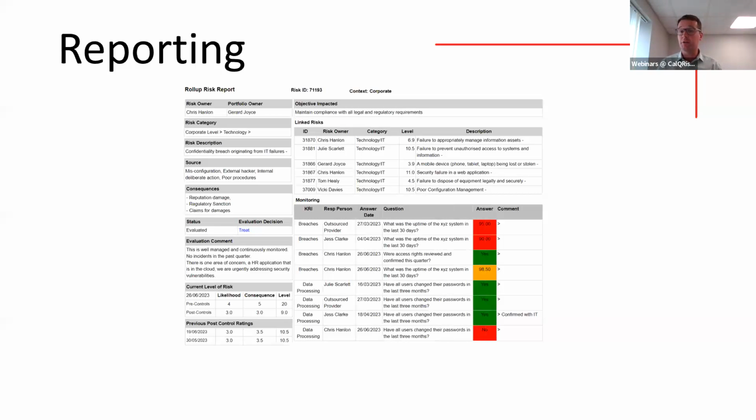We'll then have a look at our monitoring. So our monitoring can be our key risk indicators. And I mentioned having a red, amber, green section there as well. So when something moves from red to green to amber, whatever it might be, how does that impact our scoring?